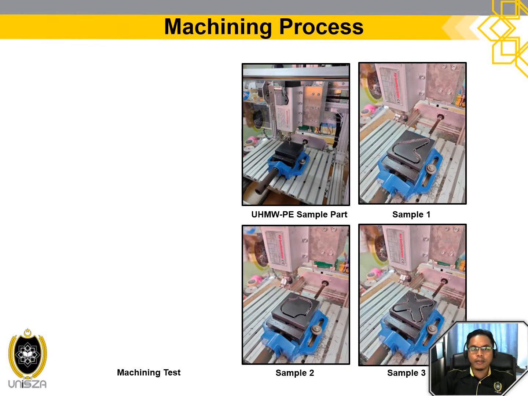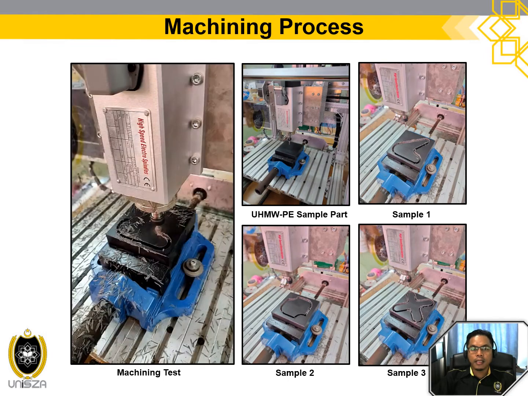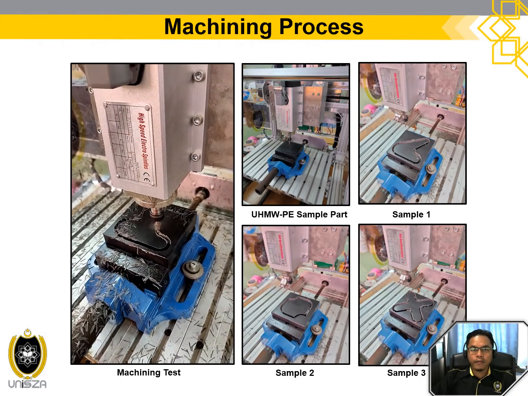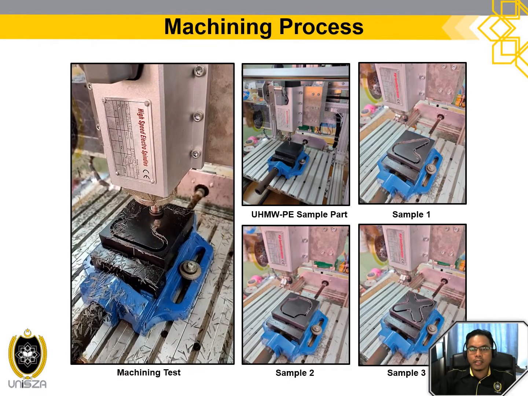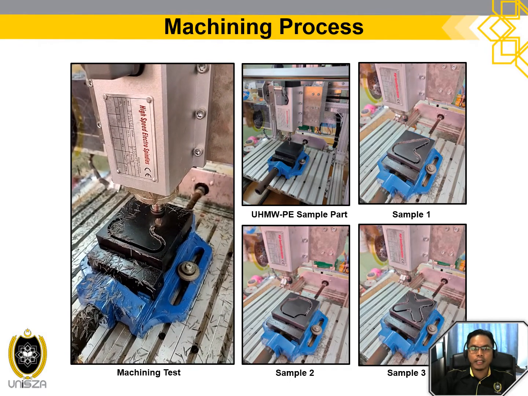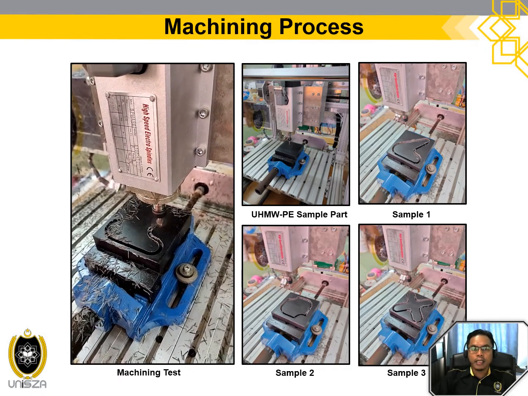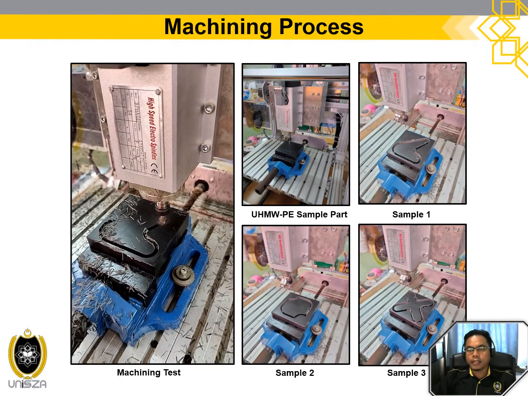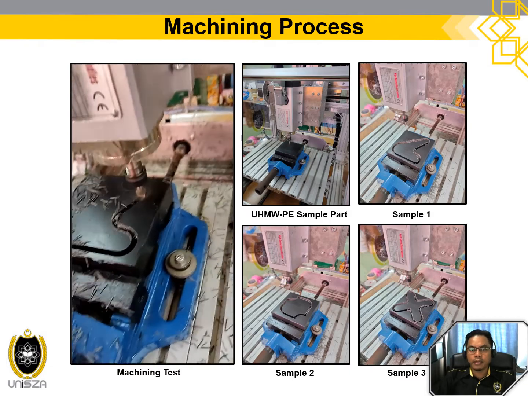Now, the slide shows the machining test and machining process for the experimental test. Let's take a look at the short video that was prepared during the experimental test. The material used for the experimental test is high molecular weight polyethylene, HMWPE. There are 3 different shapes of the sample: sample 1, sample 2, and sample 3.